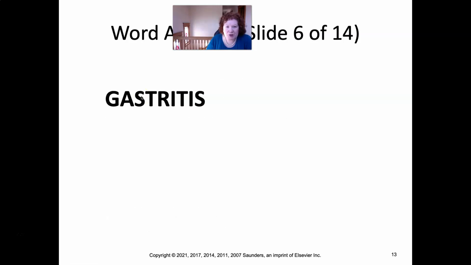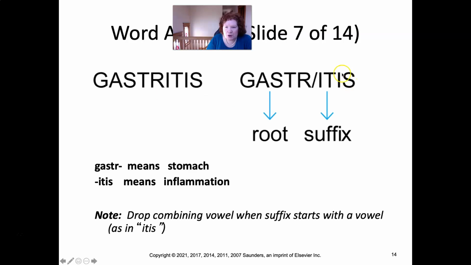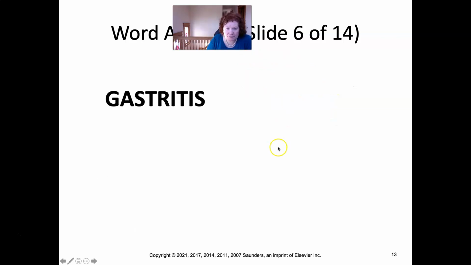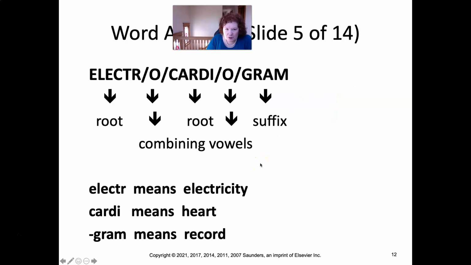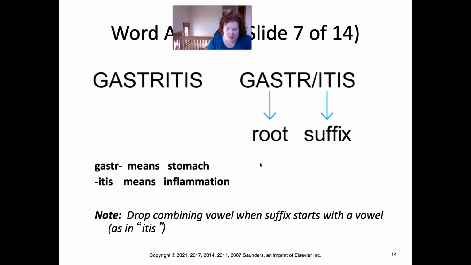Gastritis. Let's take a look at this one. You have a suffix here and a root. But because the suffix starts with a vowel, we don't need a combining vowel in this case. Itis means inflammation, swelling. Gastr means stomach, so this means the swelling or inflammation of the stomach. Oh, sorry about that. I went backwards. There we go.